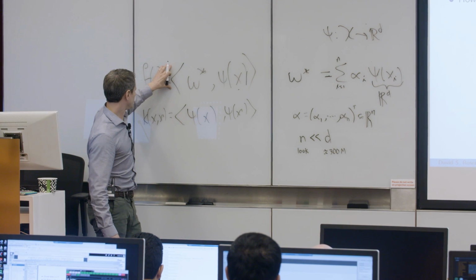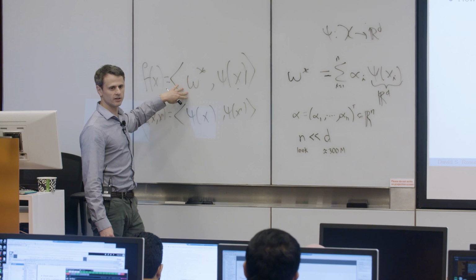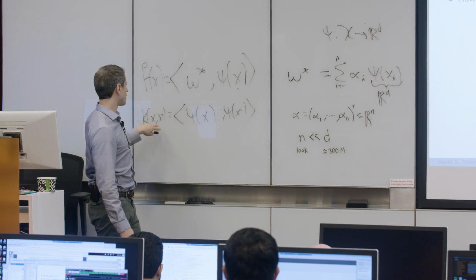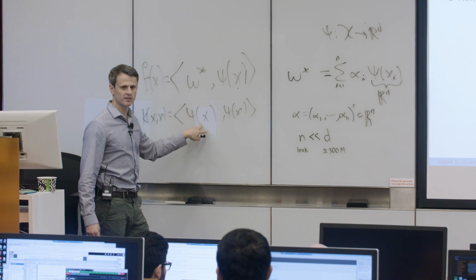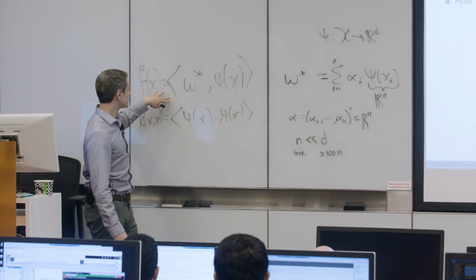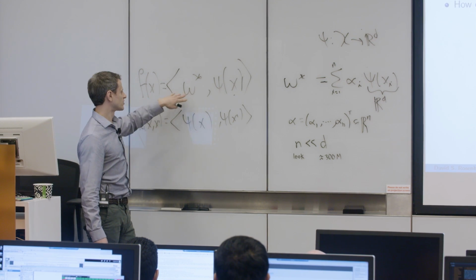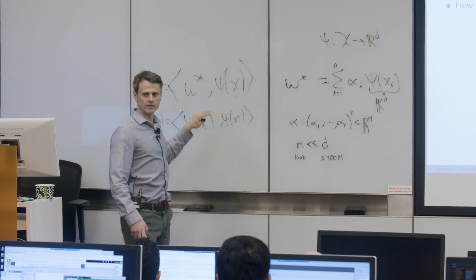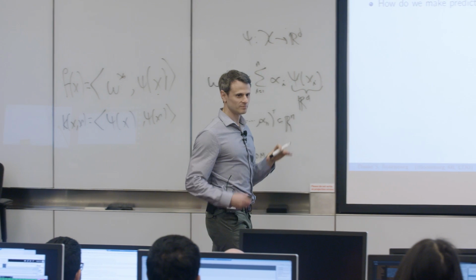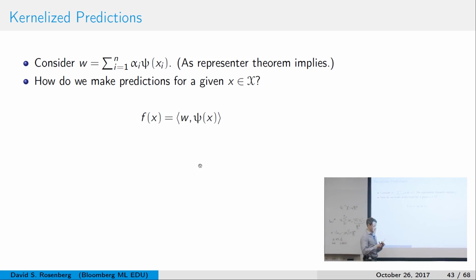But here, the kernel doesn't help us directly with this. We don't know how to plug W star into the kernel and make it like a psi x. There may be no x such that psi of x gives you W star. So we need to figure out how to make a prediction in a way that's kernelized that doesn't directly access this infinite dimensional vector W star. So that's what this slide's about. So let's give it a try.